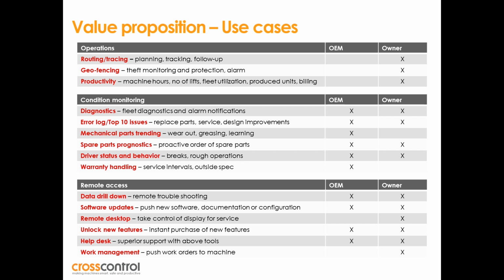You can send alarms and warnings and things from the system, so you can keep track of that for your fleet of machines, or drill down into individual machines. You can keep track of the error log. You can see top 10 issues, for example, or top 5 issues, and use that for improving your design of the machine for the next generation shift or generation update.